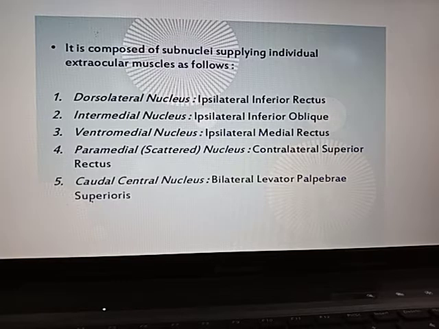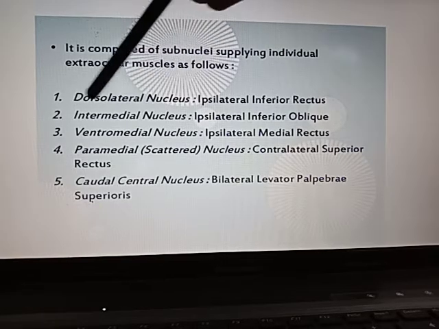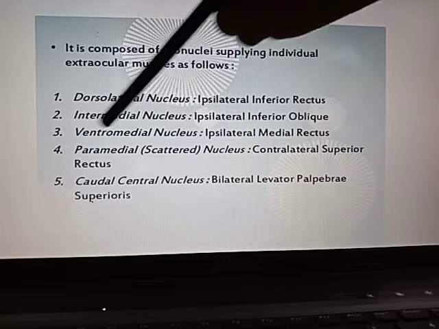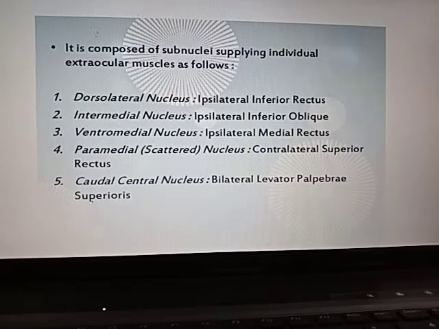These five: dorsolateral nucleus, intermediate nucleus, ventromedial nucleus, paramedial nucleus, and caudal central nucleus, are the subnuclei of the main nuclear part of this oculomotor nucleus.